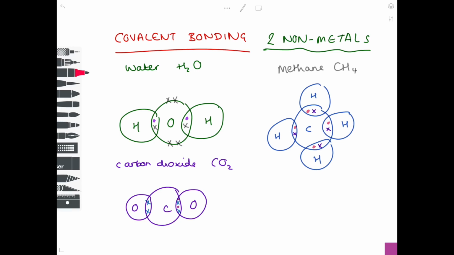So 1, 2, 3, 4, 5, 6. And they both need to have 8 electrons to be full. So carbon has 8 electrons as 2 shared pairs, and oxygen has 8, so that is correct.